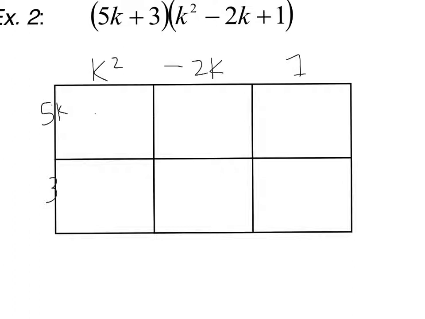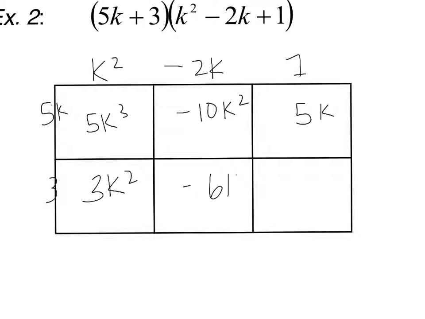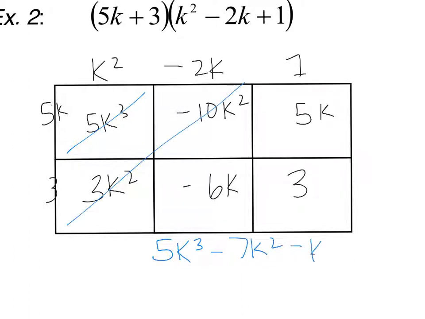So it's going to be 5k cubed minus 10k squared plus 5k. Then I'm going to multiply k squared times 3 and get 3k squared. Multiply negative 2k times 3 and get negative 6k, and then plus 3. And at the end I have 5k cubed minus 7k squared minus k plus 3.